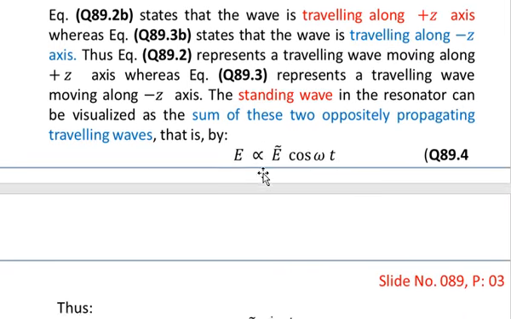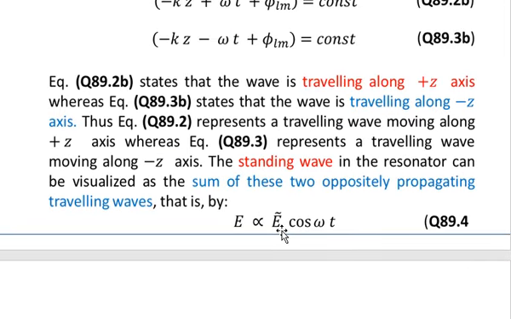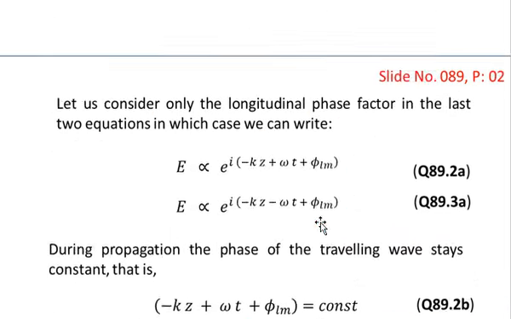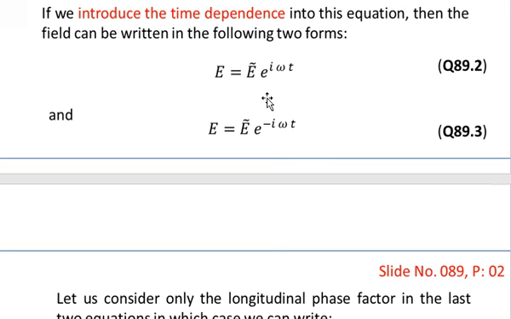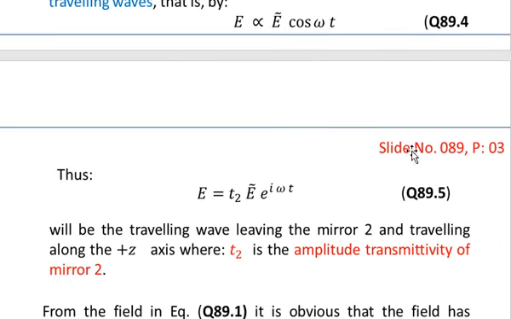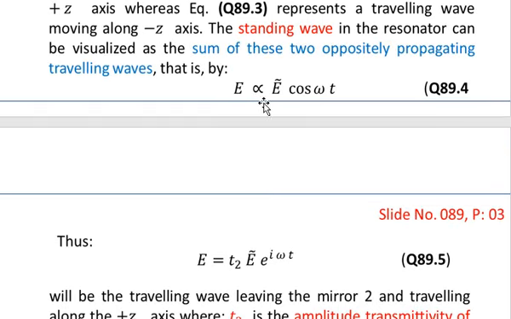So we have written over here that E is proportional to E prime. You see that I am not writing the equality sign here, but the proportionality sign, because I am not writing the factor of 2. So I am just writing that E is proportional to E prime into cos of omega t. This cos of omega t arises because of the superposition of the two traveling waves traveling in opposite directions, shown in equations number 2 and 3 respectively. Okay, now we can put the equality sign.